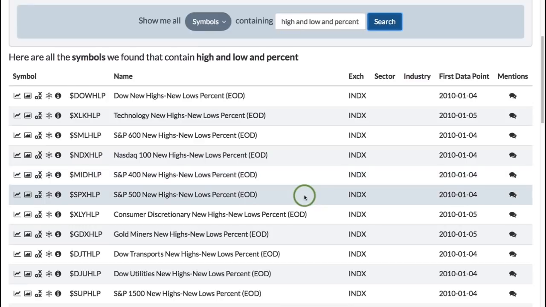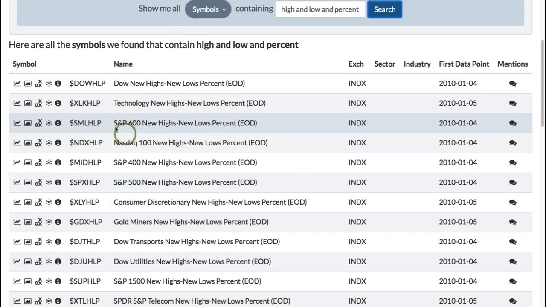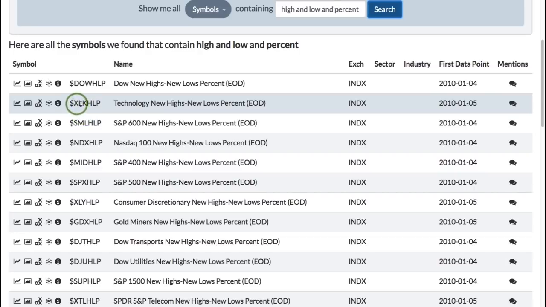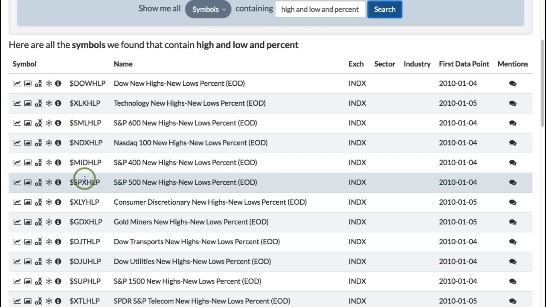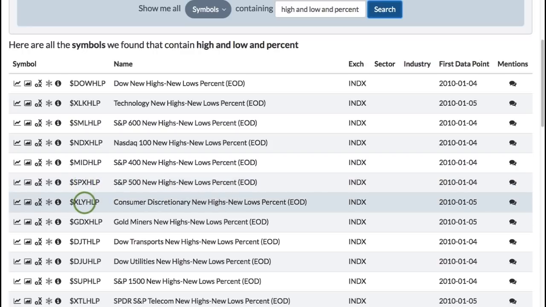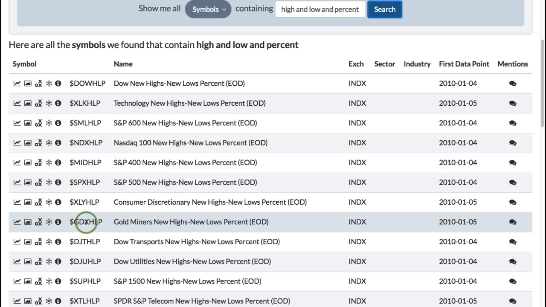And you can see there's a really nice naming convention here that you can use to pretty much figure out the symbol. You can see that these high-low percent symbols end with HLP, all right? And they all begin with a dollar sign. And that in between the dollar sign and HLP is basically the index symbol. SML for small caps, XLK for the technology sector, MID for mid caps, SPX for the S&P 500, XLY for the consumer discretionary sector, GDX for gold miners. So it's really easy to figure it out, but if you can't figure it out or if it doesn't work, you can always do the search function to find all the high-low percent indicators.